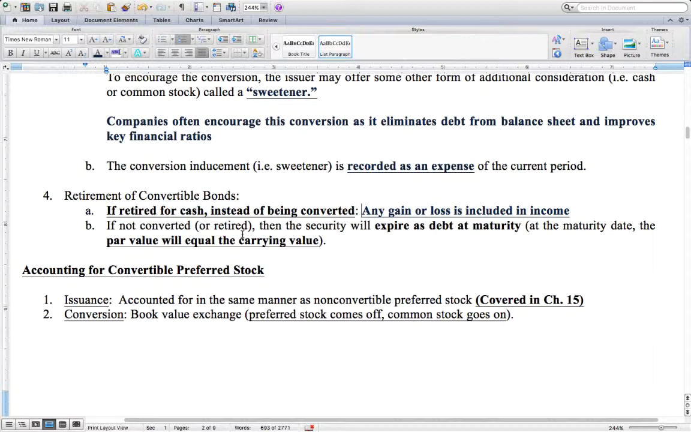And this is a scenario where you have the ability to convert from debt to equity, but you chose not to, and the bond expired. So the contract for the bond ran out. Therefore, it is just going to expire as debt at maturity, and at that time, the par value will equal the carrying value, and nothing else occurs. You would just pull the balances off the books accordingly.